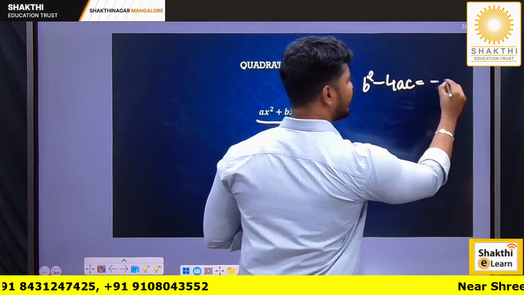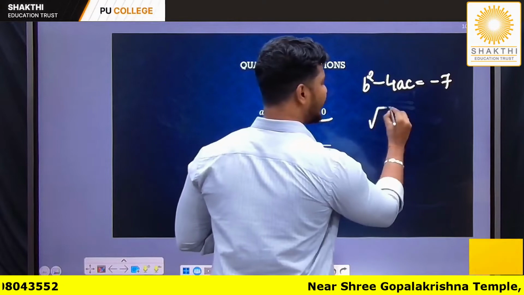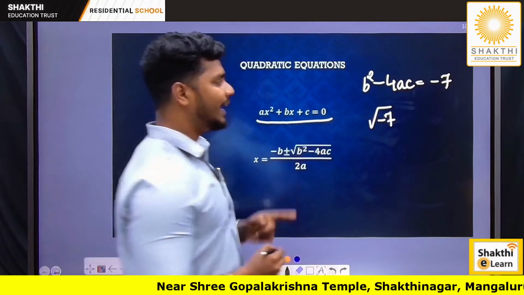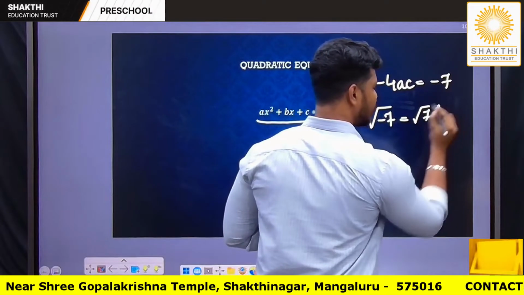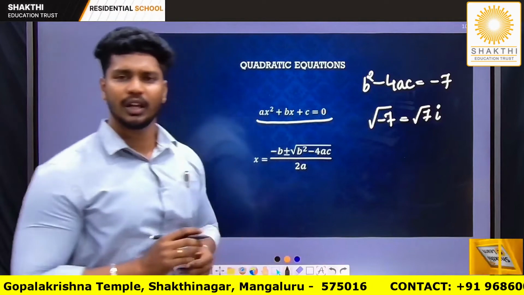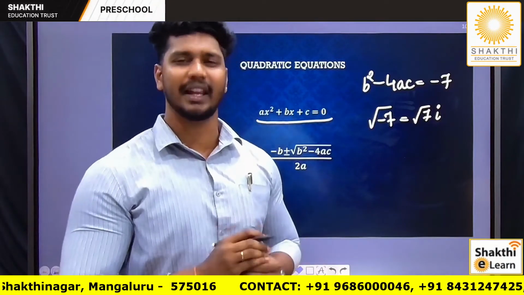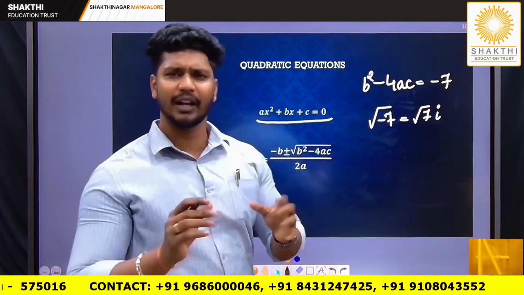if it is minus 7, you consider, then you'll have root of minus 7 in the formula. Root of minus 7, I can write it as root 7i. This is the only thing that you have to bother. You'll have a negative root. You are just expressing that negative root with an i. Just keep in mind. We'll solve one example about this and we'll wind up.